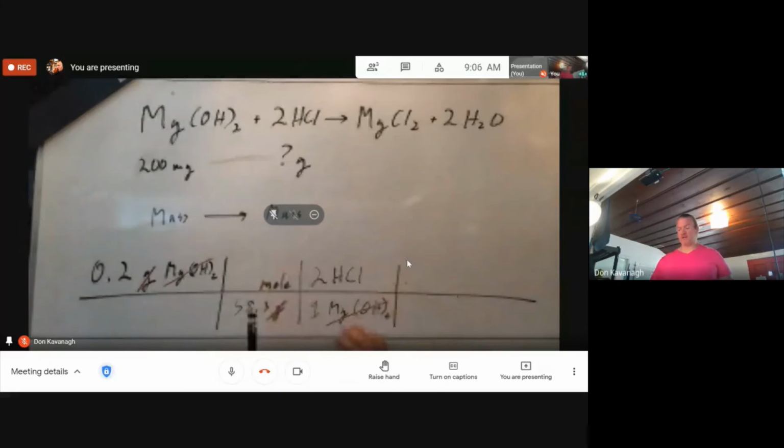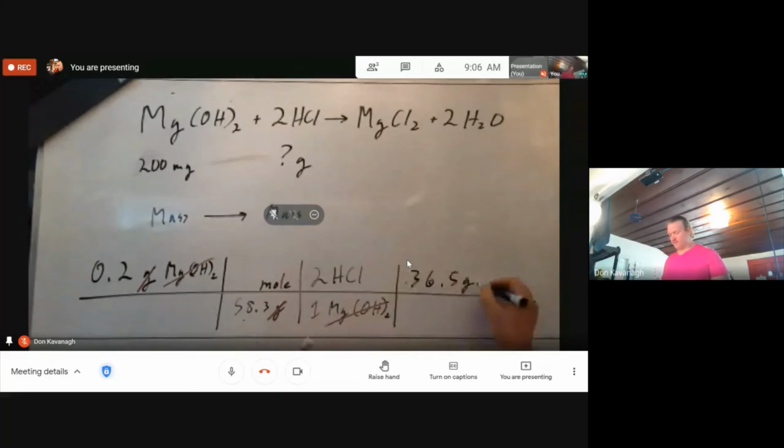We want our final answer in grams, so we just have to do one last step, and that is looking up the periodic table, the molecular weight, and plugging in that here to make moles cancel. So that way all that's left is grams. When you add up the atoms of hydrogen and chlorine, you get about 36.5 grams per mole. And those numbers are off the periodic table, and moles cancel.